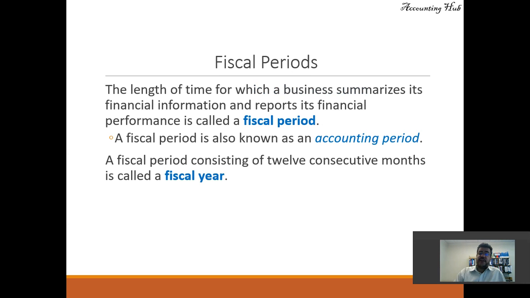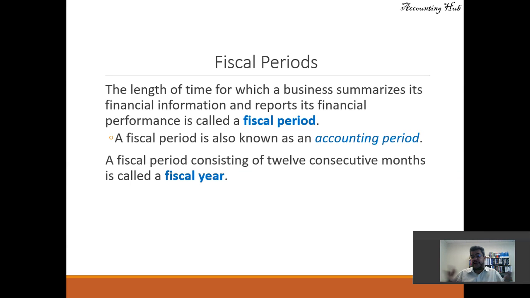And what is a fiscal period? The length of time for which a business summarizes its financial information and reports its financial performance is called a fiscal period, also known as accounting period. And a fiscal period is 12 consecutive months. In a lot of countries, the fiscal year starts on January 1st and ends on December 31st. Here in the US, it starts anytime you want. However, it must be 12 consecutive months.